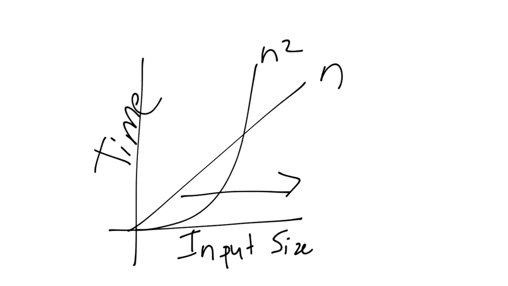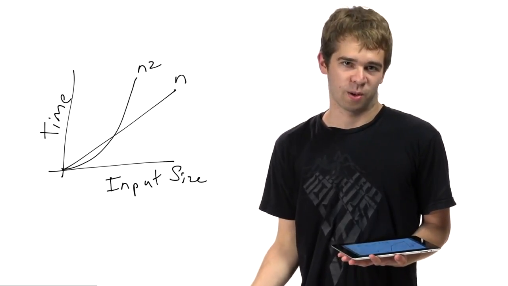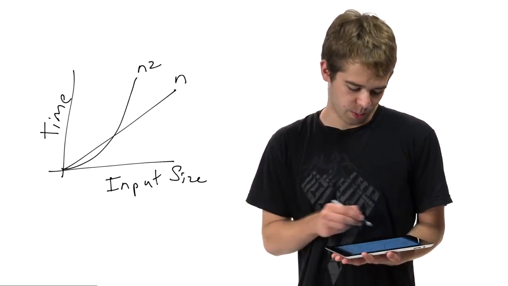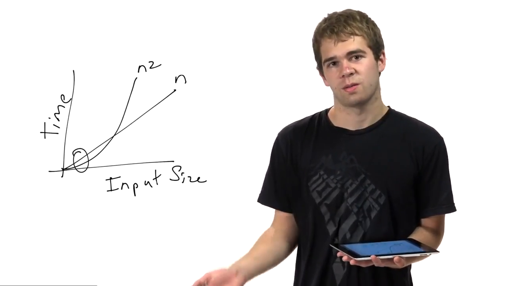Just like any quadratic mathematical function will eventually overtake any linear function, no matter how much of a head start the linear function starts off with. If you're working with large amounts of data, algorithms that run in big O of n squared time can really end up slowing down your program. But for small input sizes, you probably won't even notice.